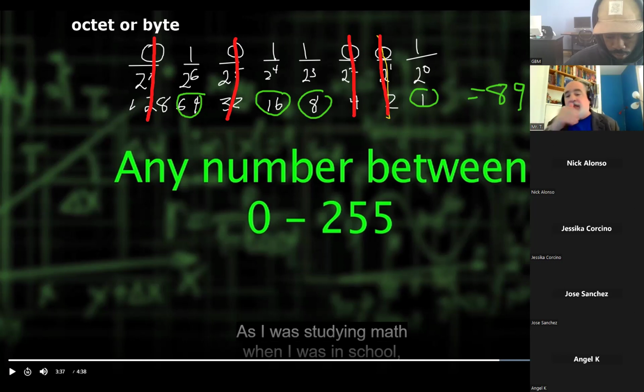In the binary math that the computer uses, it's 0, 1, 0, 1, 1, 0, 0, 1. And that string of 8 bits, that byte or octet, is equal to 89 in decimal math, because I'm only counting the ones that are turned on. So that's the 64 plus a 16 plus an 8 plus a 1. I'm not going to count the ones that are turned off.